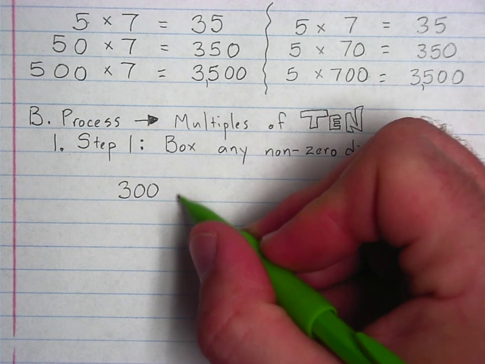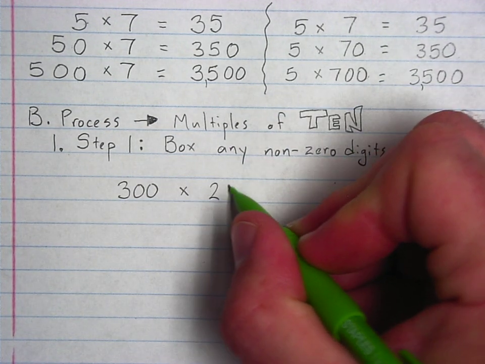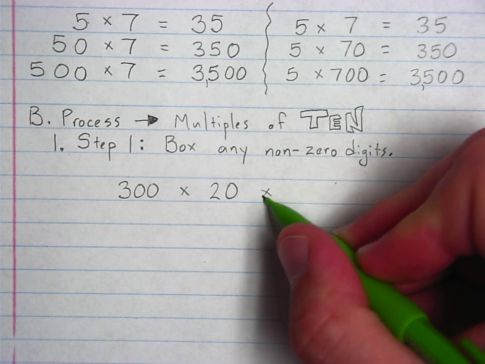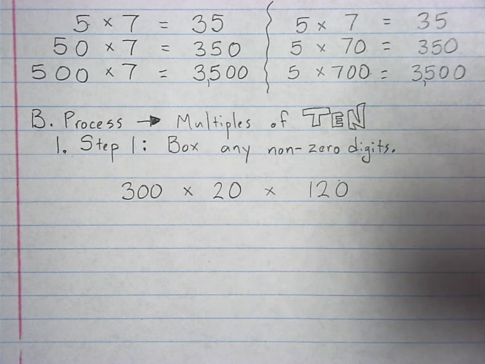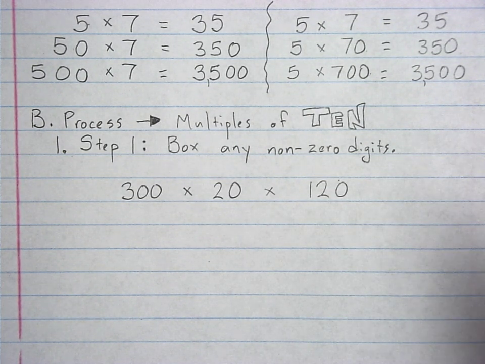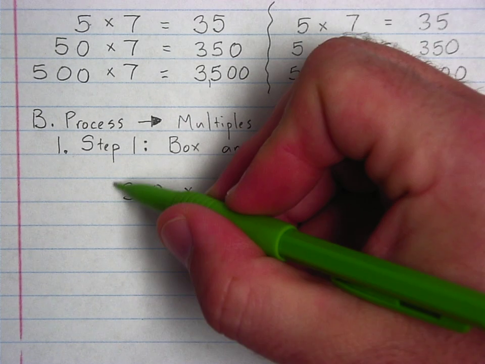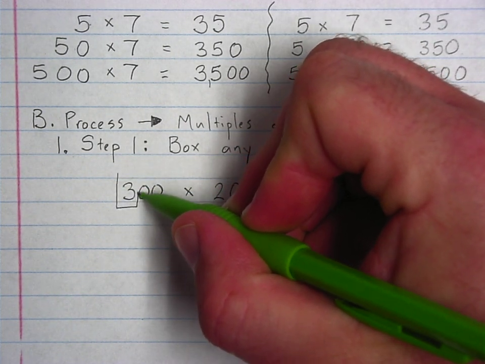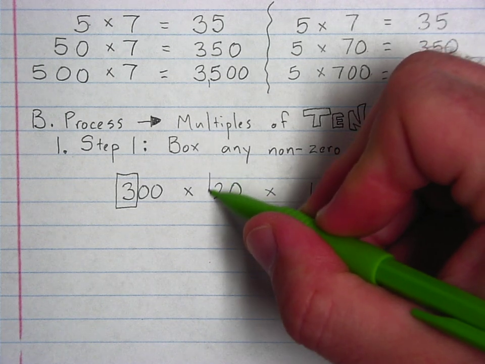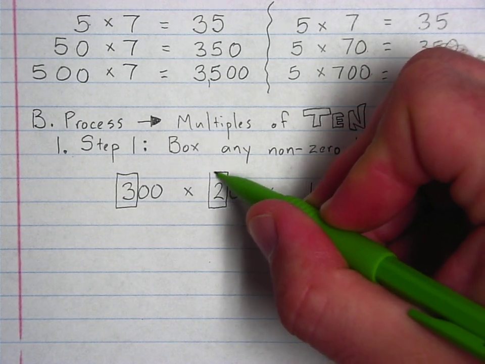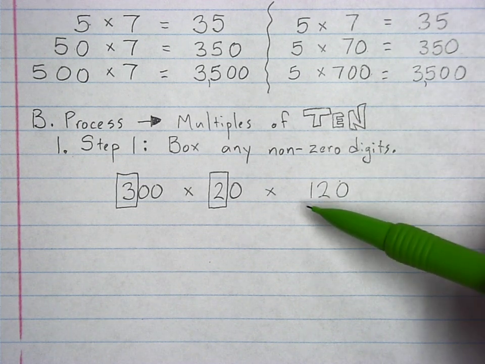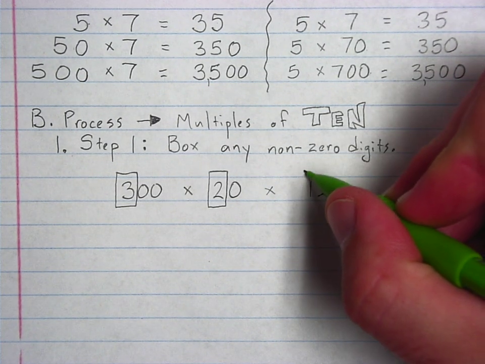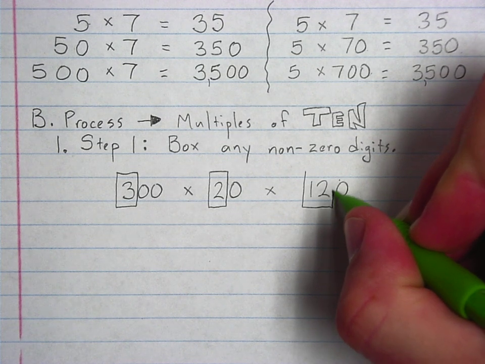Okay. 300 times 20 times 120. You may be looking at these and feeling like, oh, these are some big numbers I'm multiplying, but because of all those zeros, I can take some mental shortcuts. I'm going to box up any non-zero digits, anything that's not 0. When I get over here to 120, I want to keep the 12 together.